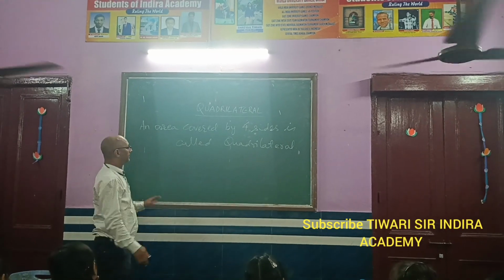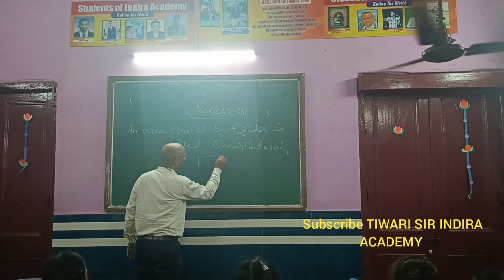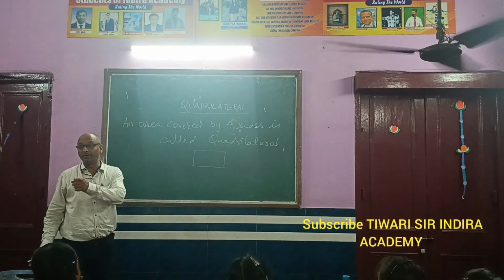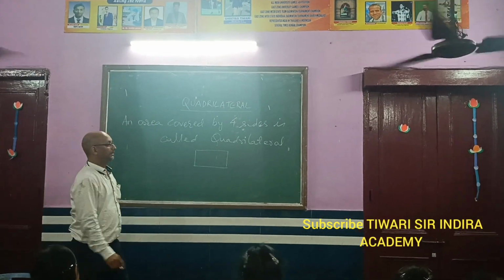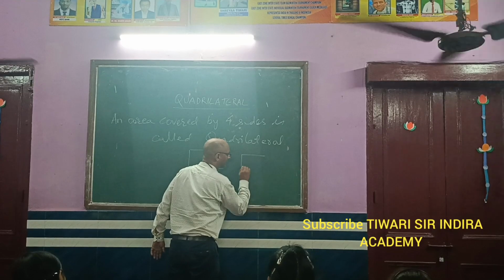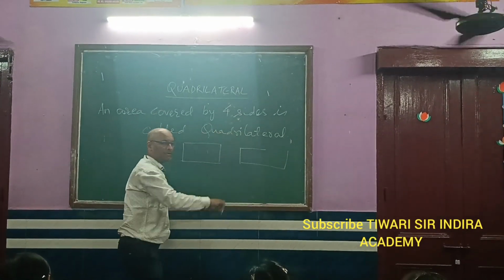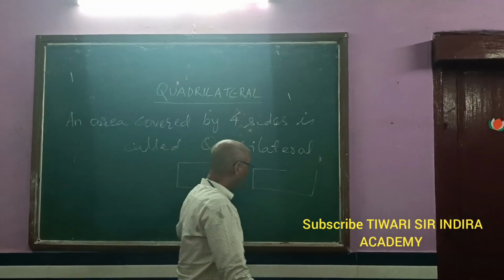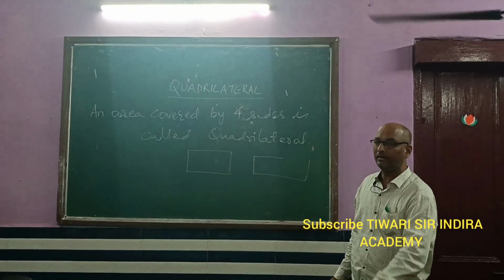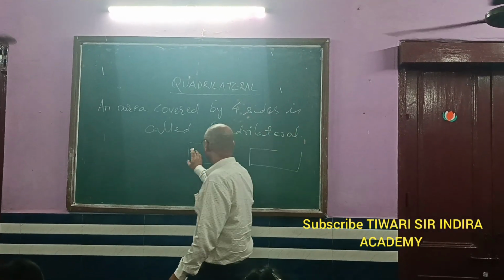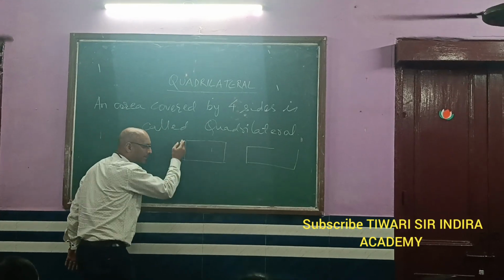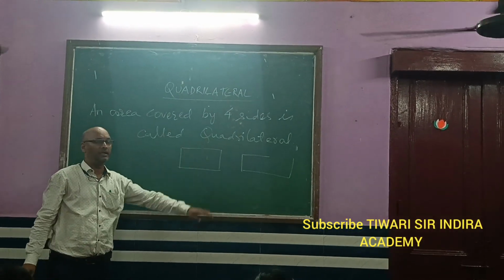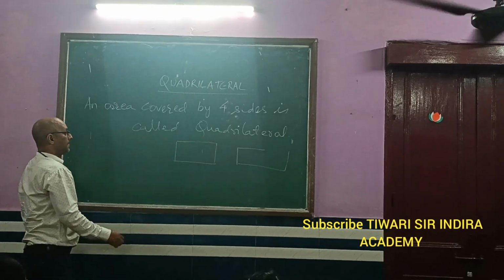What does it mean? This is an area. This area is covered by four sides. And it has to be a closed figure. It must not be an open figure. If it is an open figure, then it is not a quadrilateral. If it is a closed figure, then only it will be a quadrilateral. So an area covered by four sides is called a quadrilateral.